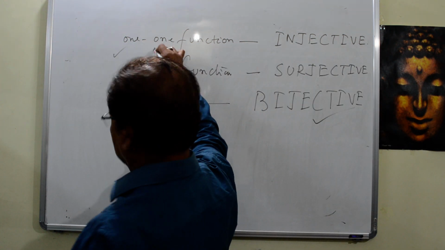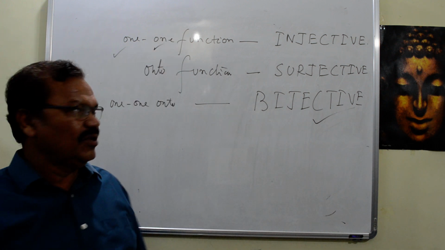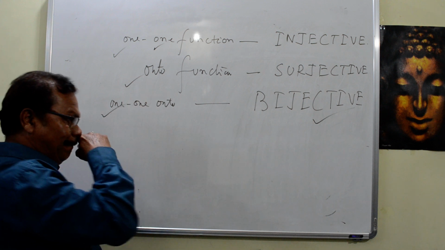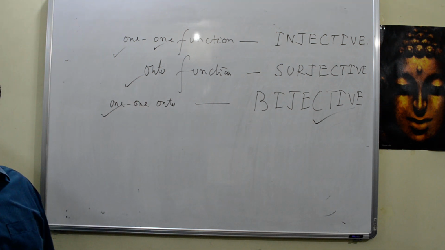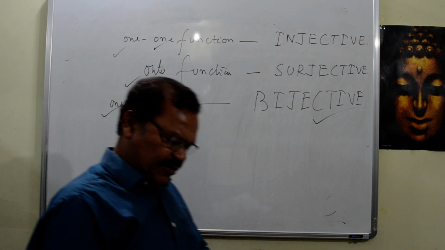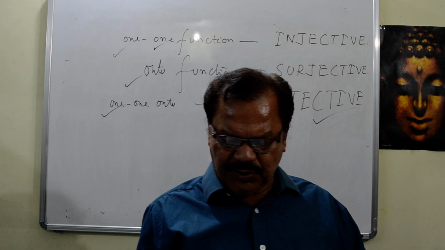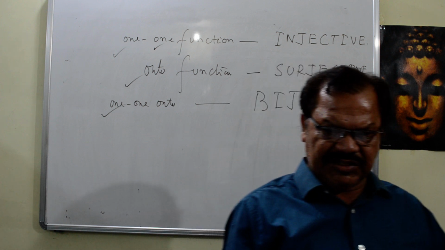For one-one I have given you the idea how to prove it. For onto I have given the idea how to prove it. One-one onto you have seen with the help of the example. Now after that we shall see some problems of exercise 1.2. Thank you. We shall see in the next video.